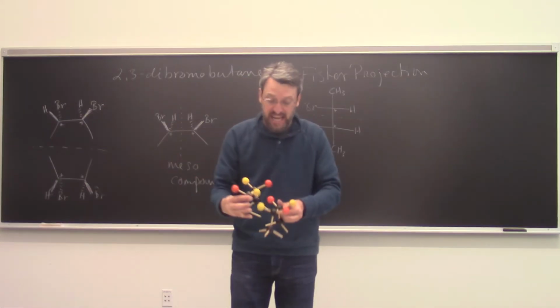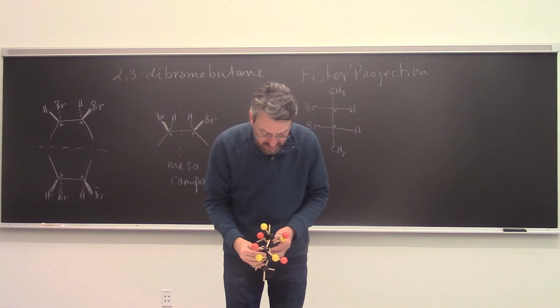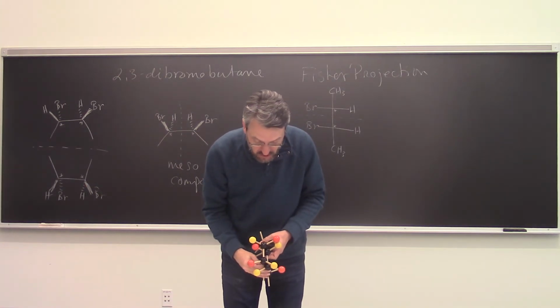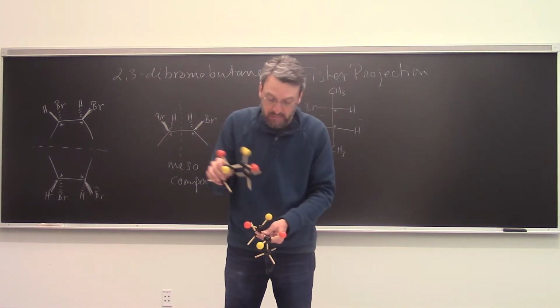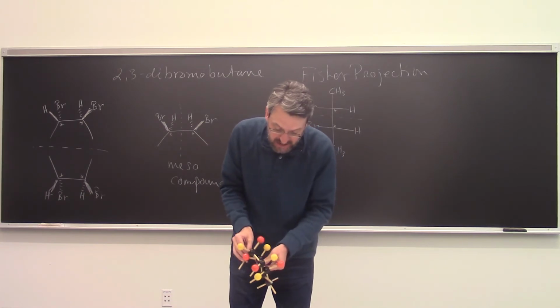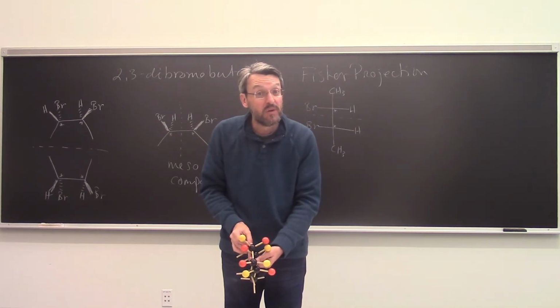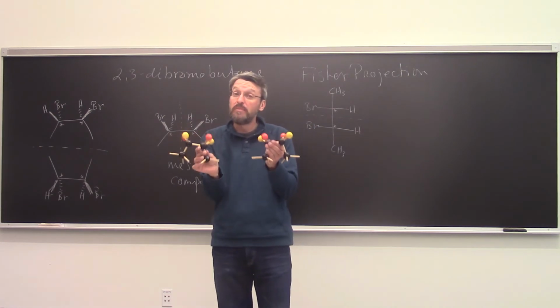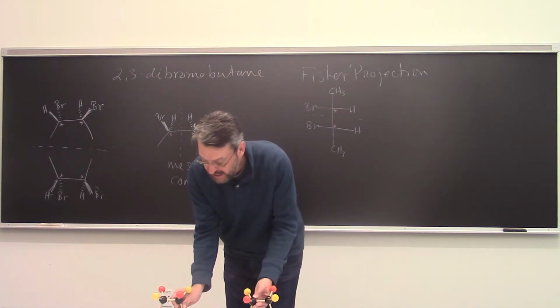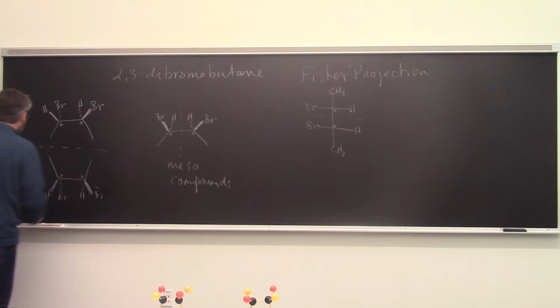Now once again, if I take this and try to lay it on top, you notice the H's and the bromines don't line up, right? If I try to flip it over and lay it on top again, once again the H's and bromines don't line up. So these are mirror images but not the same. So this one is actually a pair of enantiomers.